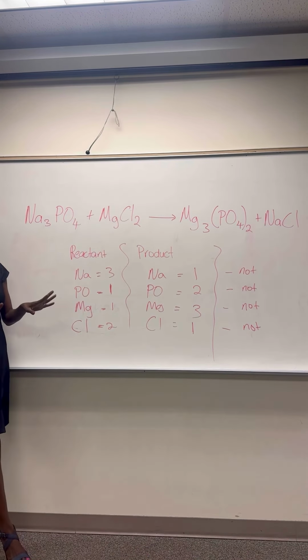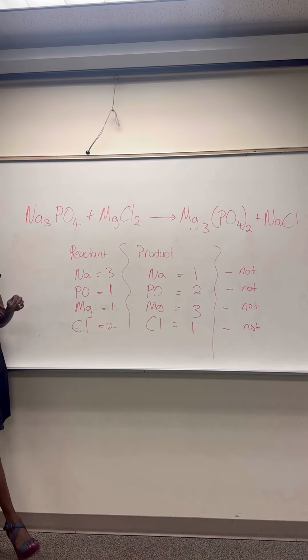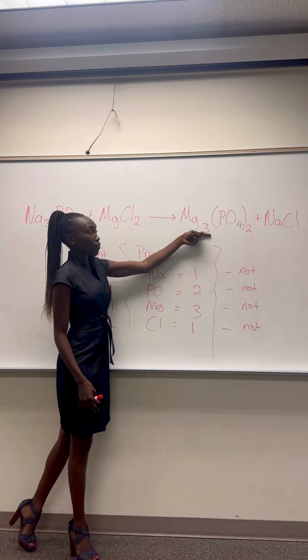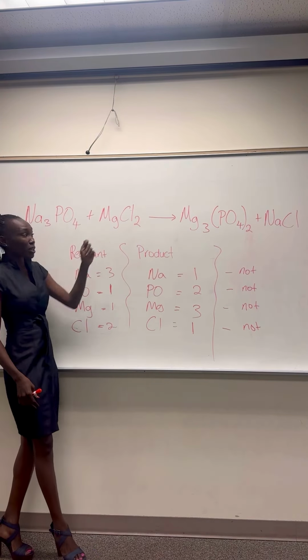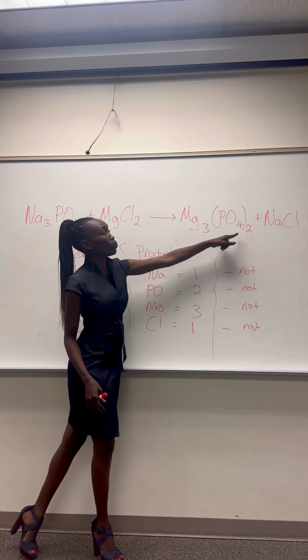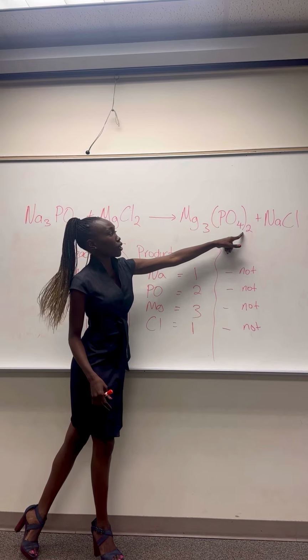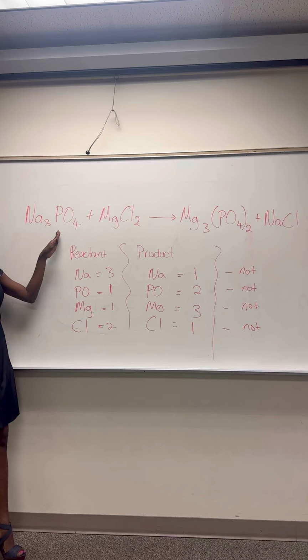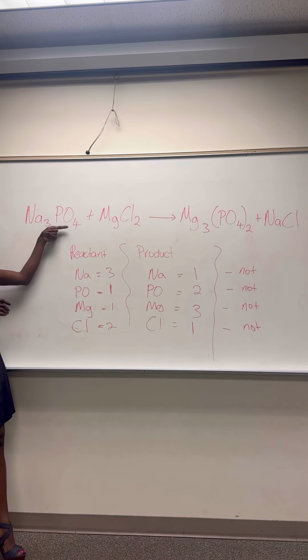Let's start with the side that has the highest number of subscript, right? Which will be this complex right here. You have 3, 4, 2. Let's start with that one. Here we have a 2, right, on your phosphate. Here we have 1. We're going to start by making this one a 2.